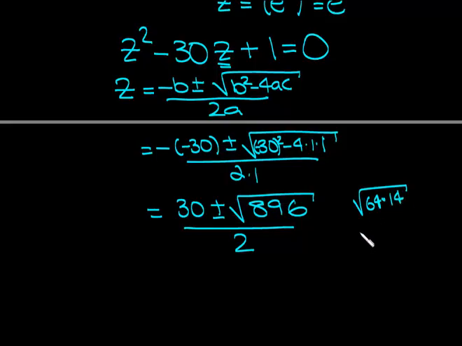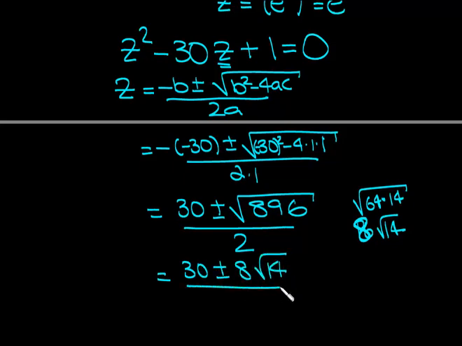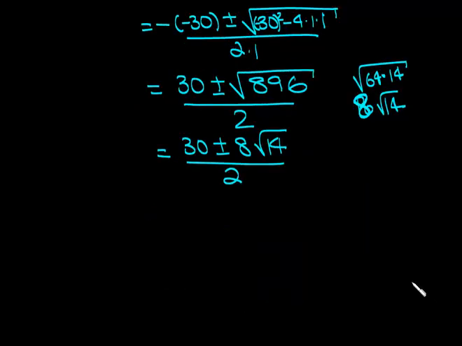Square root of 64 is 8 times the square root of 14. So we get 30 plus or minus 8 square root of 14 over 2. And I can clean this up a little bit. Divide 30 by 2, so you get 15. You're just separating each term of the numerator. And 8 by 2, we get 4 square root of 14. So that's what z is.